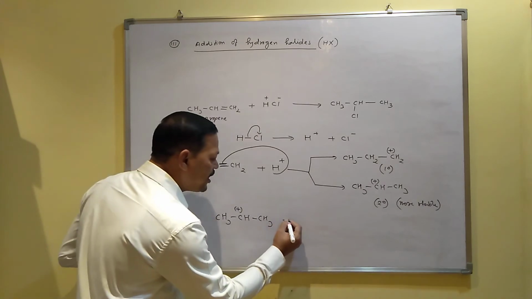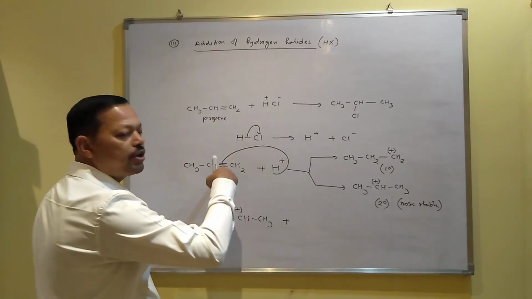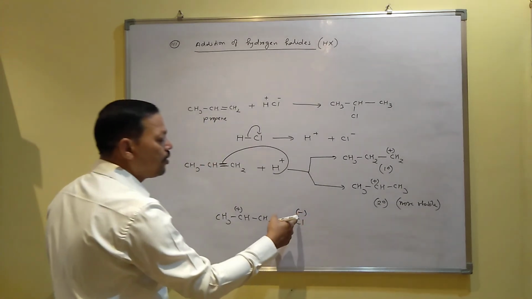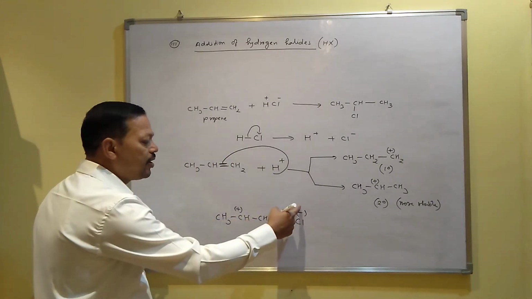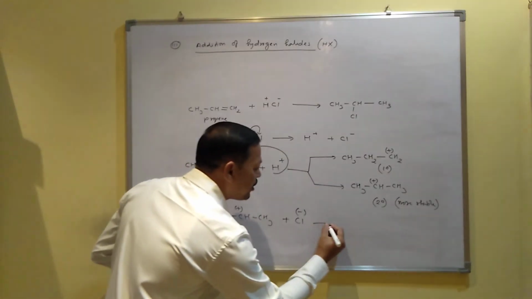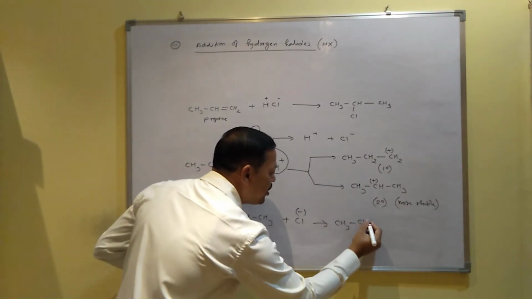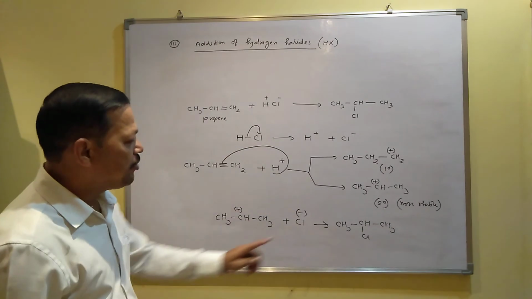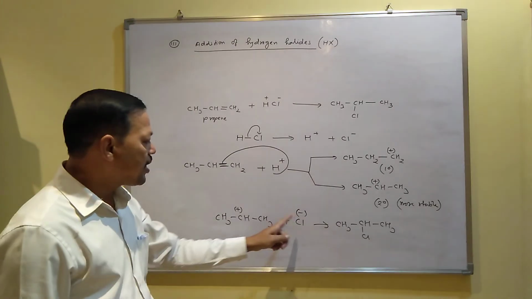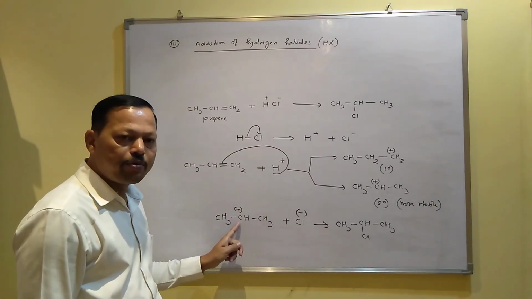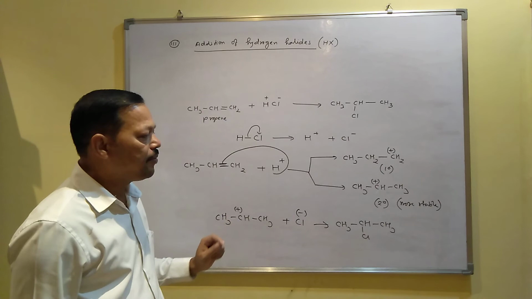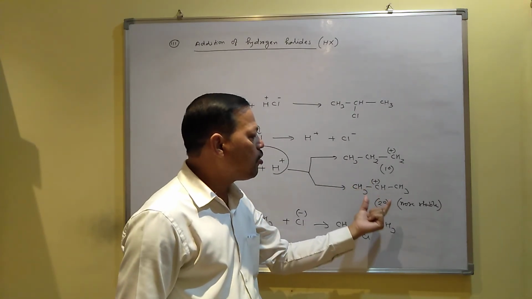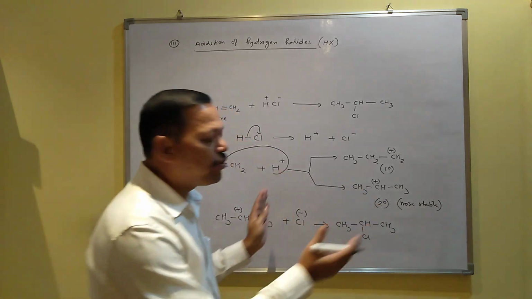Now H plus is already joined with the alkene, and Cl minus is present here. Since Cl minus is negative and this carbon is positive, it will attack this carbon, and the chlorine will join with the middle carbon like this and form the product. I mean, the negative part is added to that double bonded carbon atom which contains less number of hydrogen. So due to the more stability of the secondary carbocation, the Markovnikov rule comes.